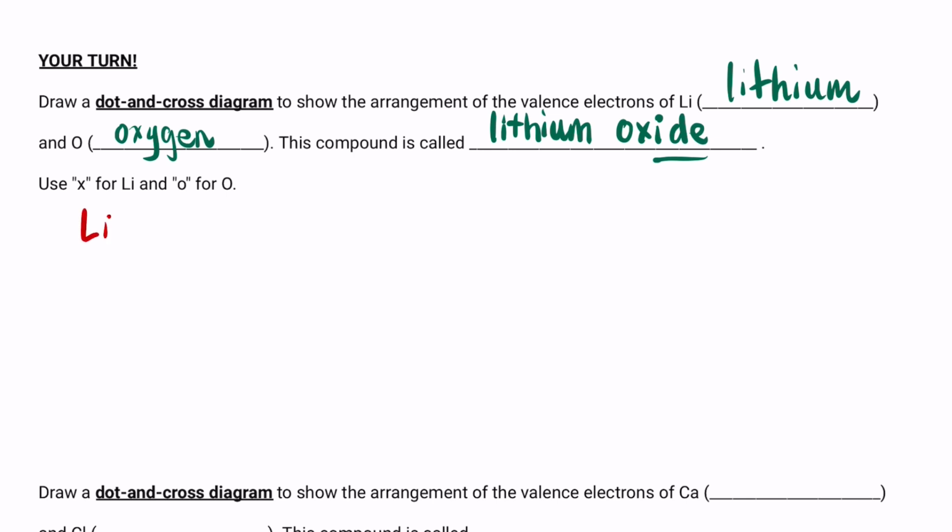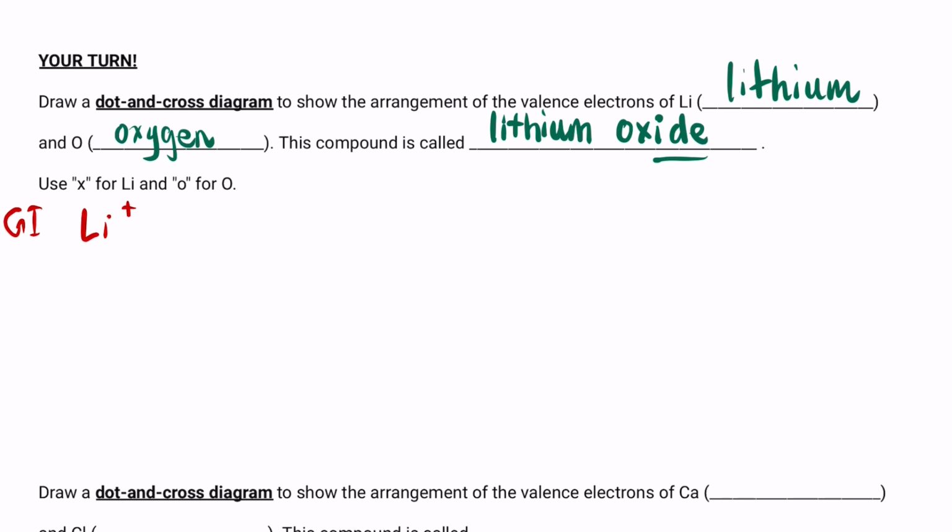So lithium is in group 1. And we know that all group 1 elements have a charge of 1 plus because it has 1 electron in its outer shell that it needs to lose. So it will give away that 1 electron. If you give away 1 electron, that means you have one proton extra. That's why you have a charge of 1 plus.